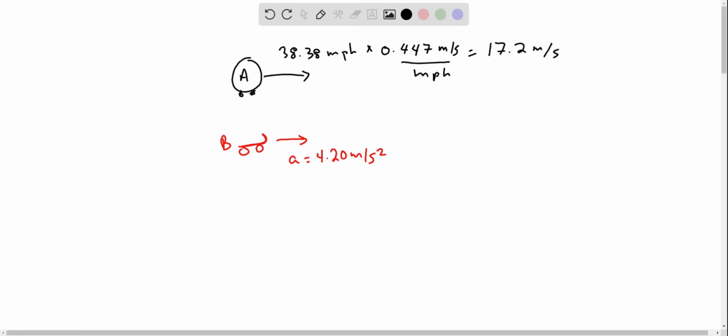traveling with a constant speed down the road. The motorcycle wants to overtake the car, starts from rest, and accelerates. And the question is, how long will it take for the motorcycle to reach the car?